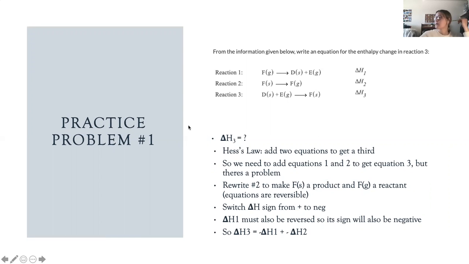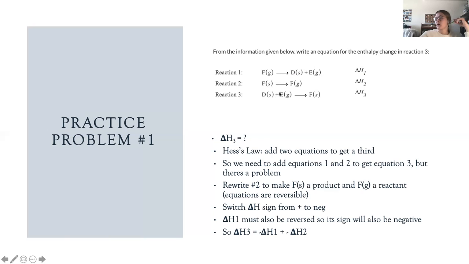So for the given information below, write an equation for the enthalpy change in reaction 3. So we've got reaction 1, reaction 2, and we're looking at how reaction 1 and 2 can get us reaction 3. So we're looking for the delta H of 3. So we know from Hess's law that when we add 2 equations, we can get a third. We talked about that before. So we need to add equations 1 and 2 to get 3.